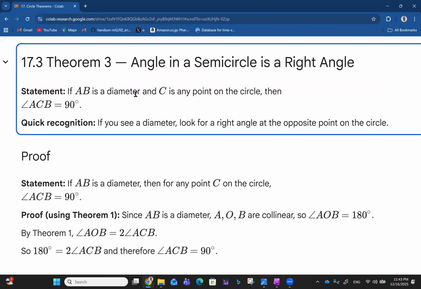So let's see, if AB is the diameter and C is any point on the circle, then angle ACB is 90 degrees. So quick recognition: if you see a diameter, look for a right angle at the opposite point on the circle. So the proof is such that if AB is the diameter, then for any point C on the circle, ACB is 90. Since AB is the diameter, AOB are collinear, right? So angle AOB will be 180 degrees. So by theorem 1, angle AOB is 2 times angle ACB. And so 180 degrees is 2 ACB, and therefore angle ACB is 90 degrees.